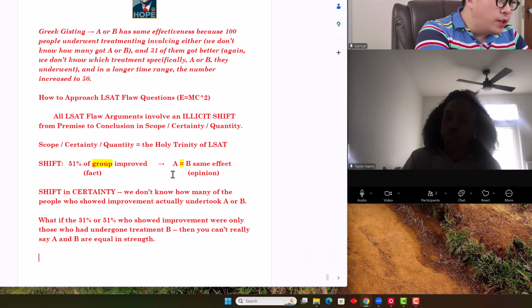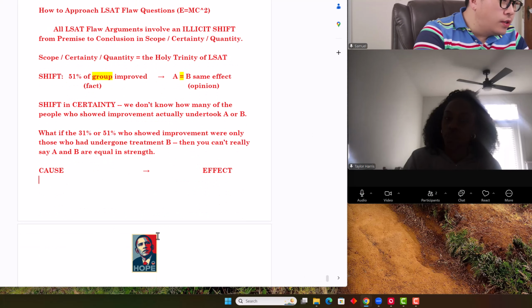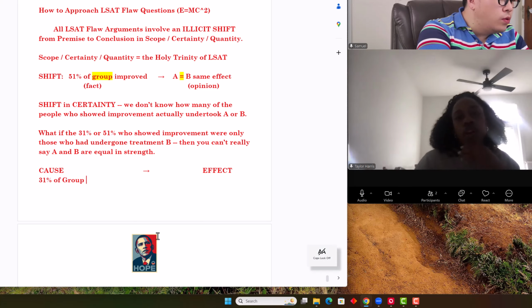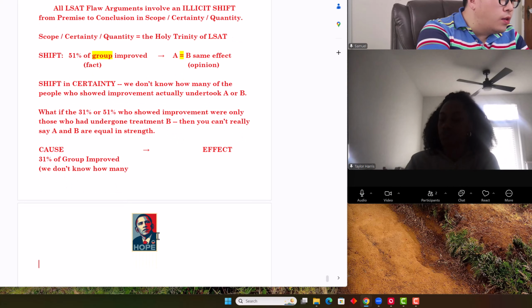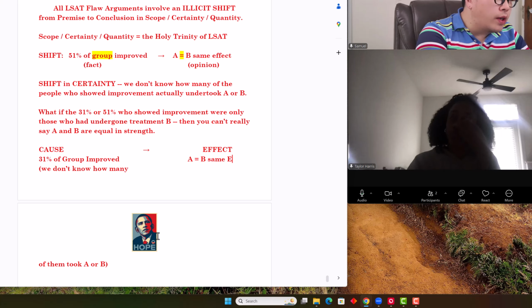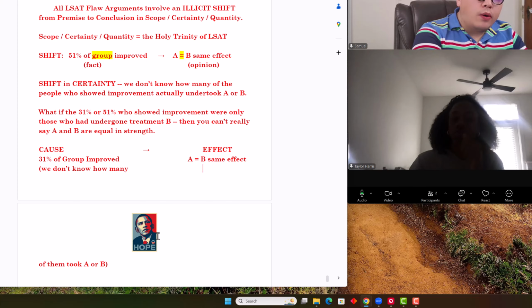So let me frame it this way. Cause and effect, okay? The cause is 31% of the group improved, okay? But we don't know how many of them took A or B, okay? From that, the argument is saying A and B have the same effect. Right. But we don't know how many.